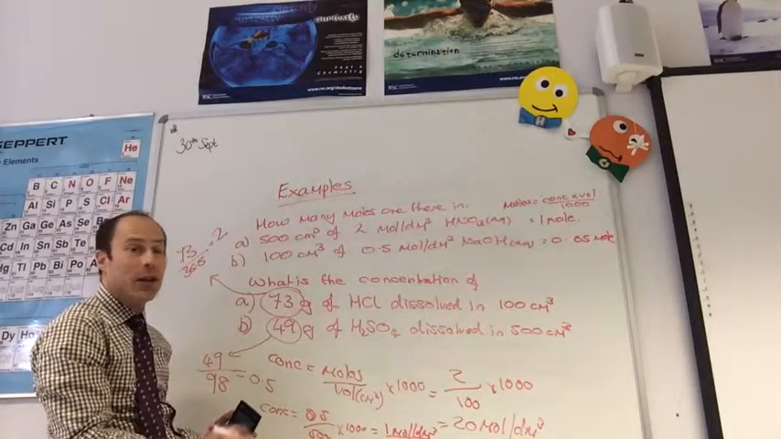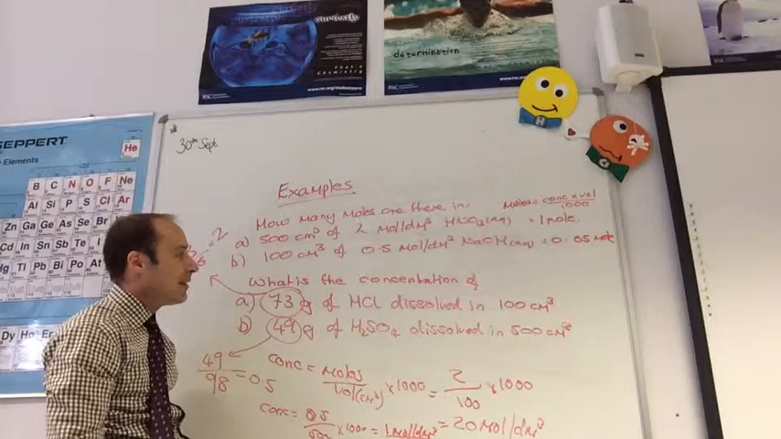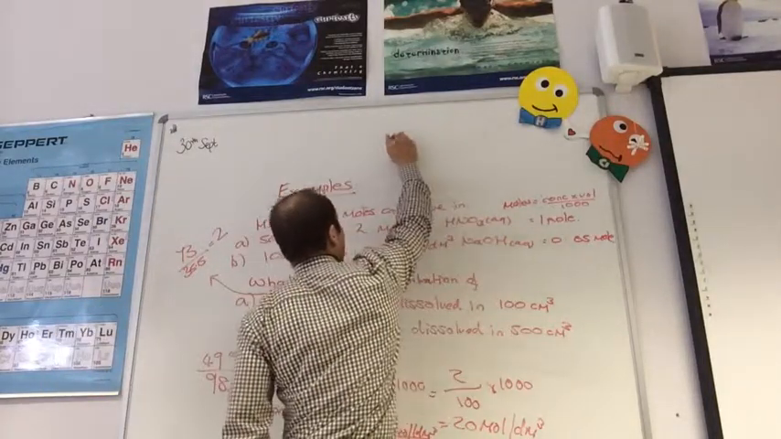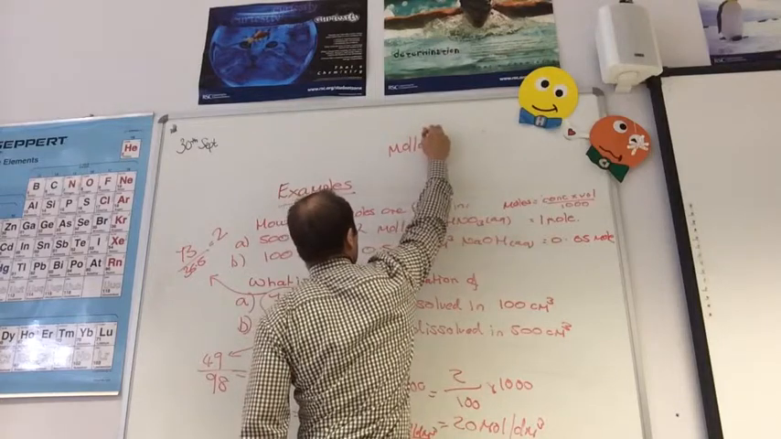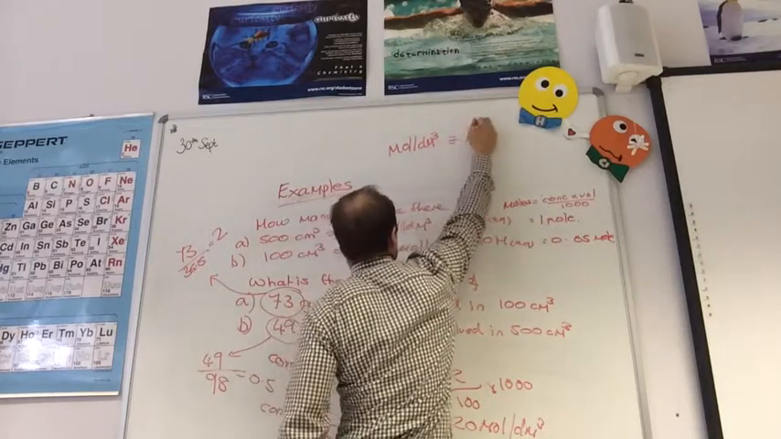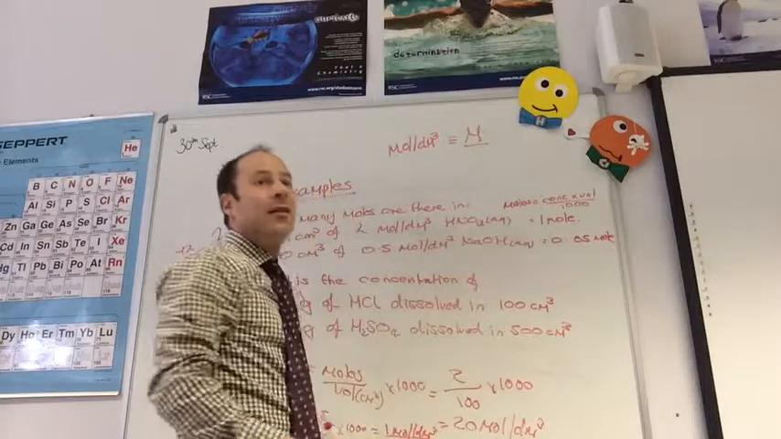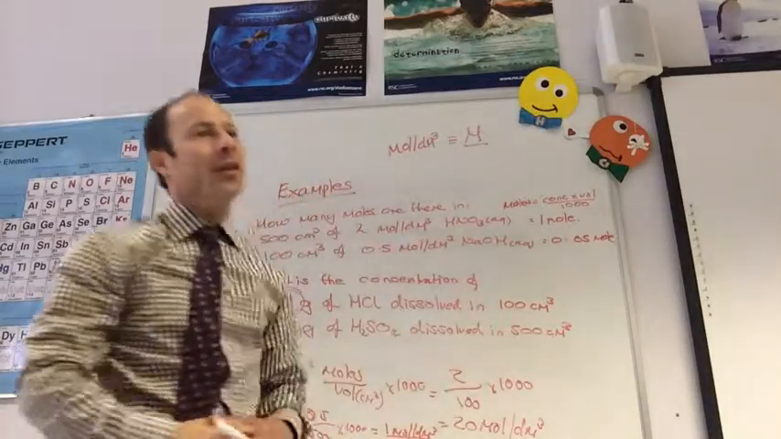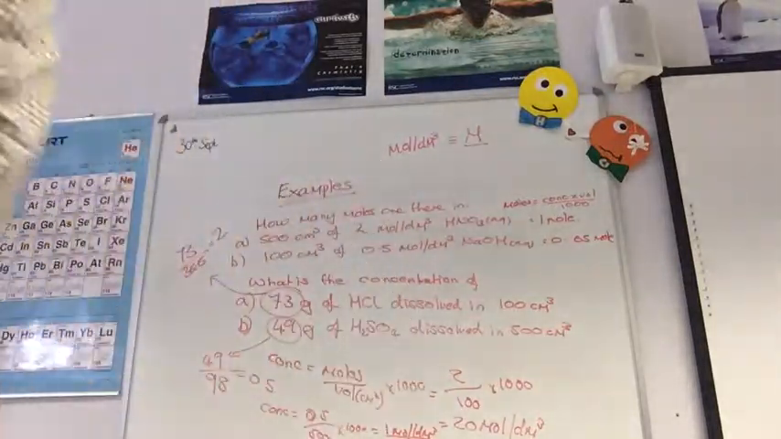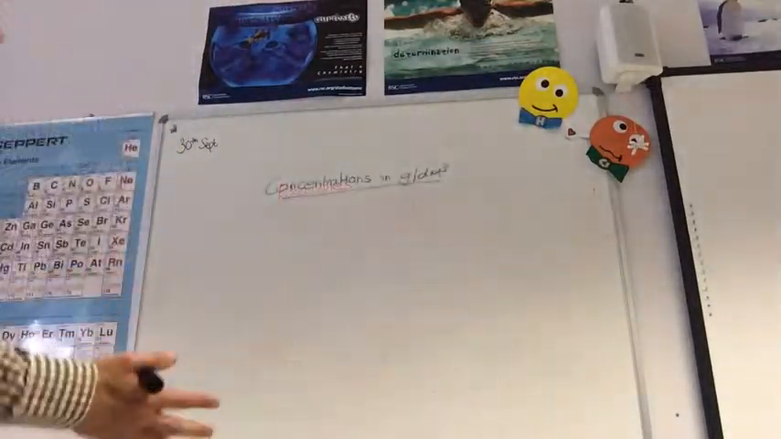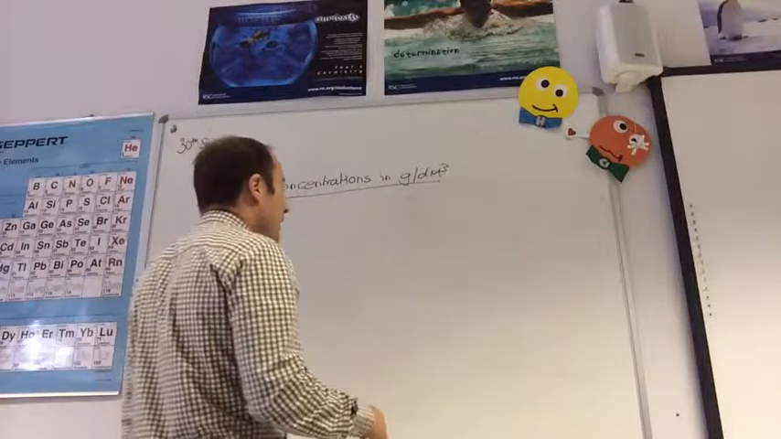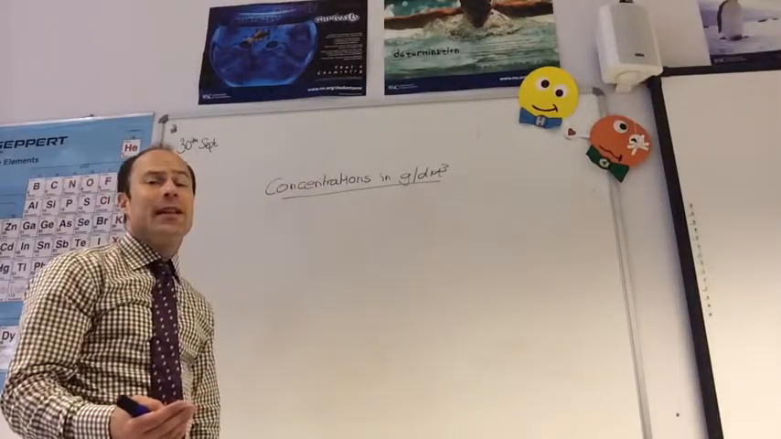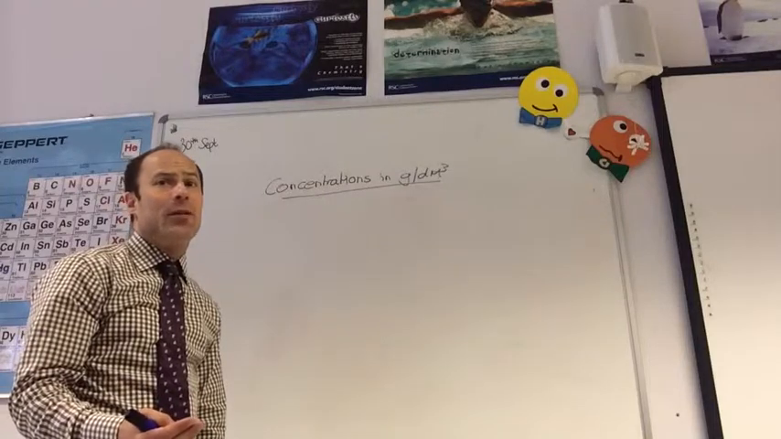Everyone happy with those? Sometimes you will see, rather than people putting moles per decimetre cubed, it is represented with a capital M. So they just put 20 and then a capital M. That represents moles per decimetre cubed. Every now and again, you would have worked out the concentration in moles per decimetre cubed, and they want you to convert it into grams per decimetre cubed.